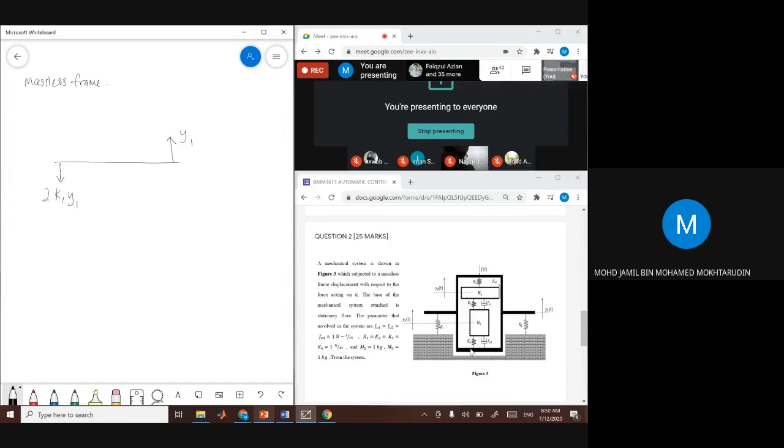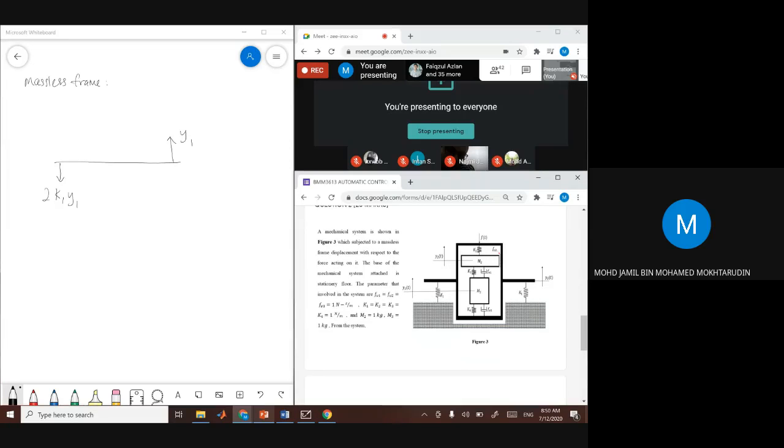So K2 Y1, K4 Y1. And then there is a friction between M2 and the massless frame. So you have FV2 Y1 dot. And your force F is acting downward. F.